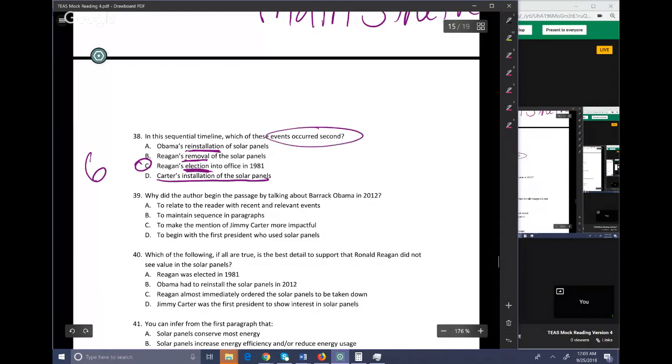It would be more confusing if you tried to pull it from the passage, because there's a couple of distractor paragraphs in the passage. But keep in mind, the thing that's supposed to be tricky about this is that Reagan's election is something that had to precede him removing the solar panels. It's not something that jumps out at you that you notice right away, because it's not one of the main pieces of the discussion.